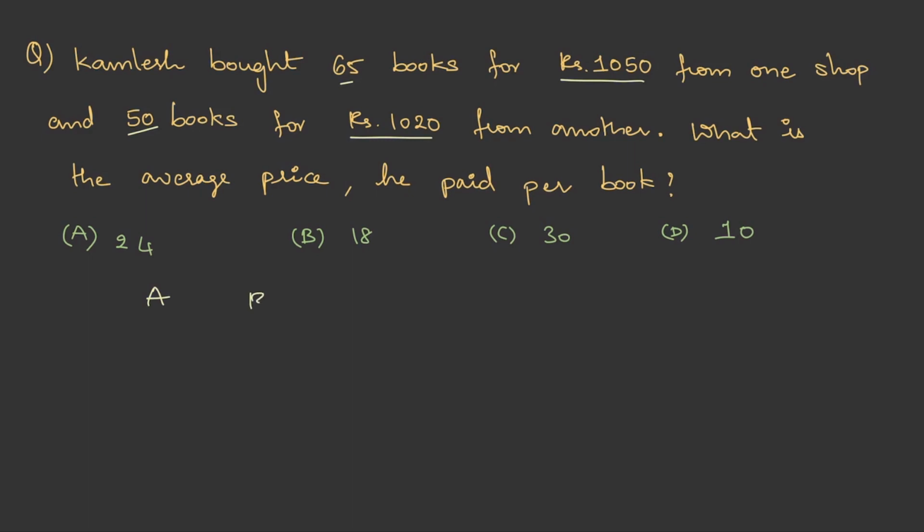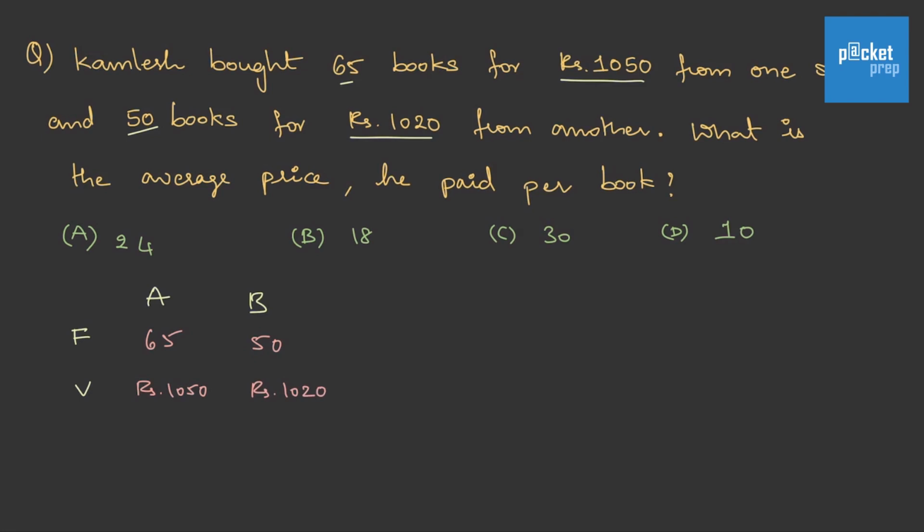So let's take it as A and B and we need to find out its frequency and their values. So first category books we have 65 and each one is costing rupees 1050. The second category we have 50 books and each costs 1020.